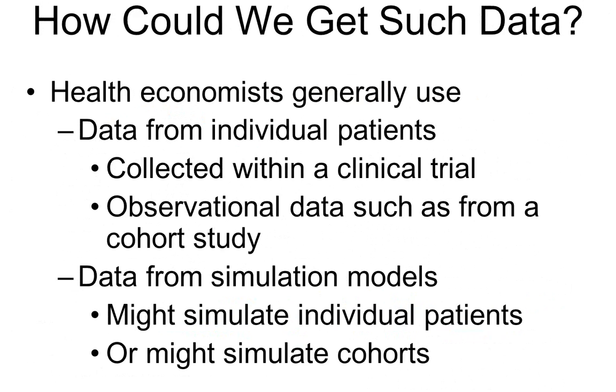I've shown you this data, but we might take a step back and ask, how would we actually go about getting such data? In general, health economists use two ways to get such data. They either collect them from individual patients or they simulate them. The individual data could be collected within the context of a clinical trial. Many clinical trials now are doing economic evaluations alongside the trials. Or it could be observational data, such as from a cohort study or from an administrative data set, where it's possible to generate both a cost and a measure of health effect.